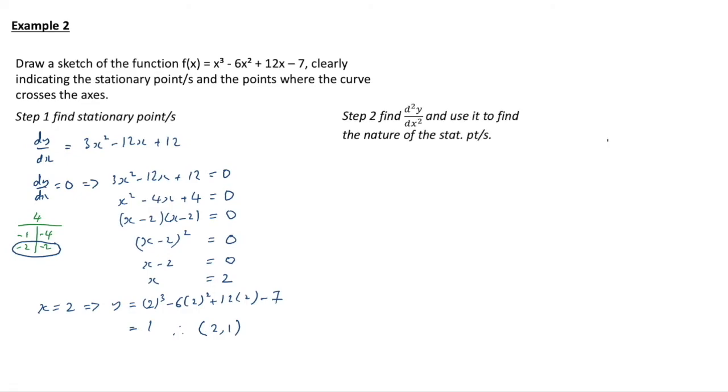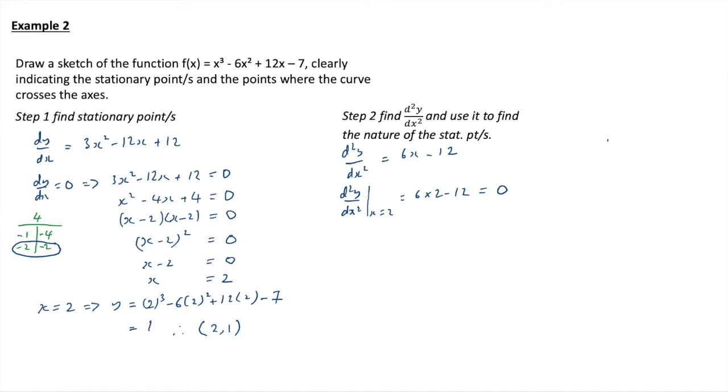Step 2, find the second derivative and use it to find the nature of the stationary points. So we have d2y by dx squared equals 6x minus 12. That's by differentiating dy by dx. And so the second derivative when x equals 2 is 6 times 2, take away the 12, which is 0.